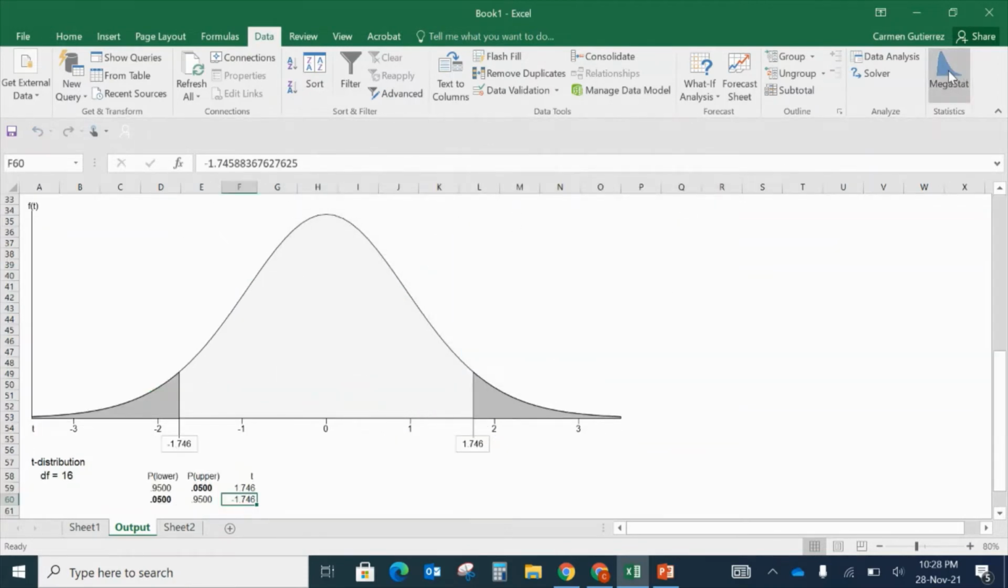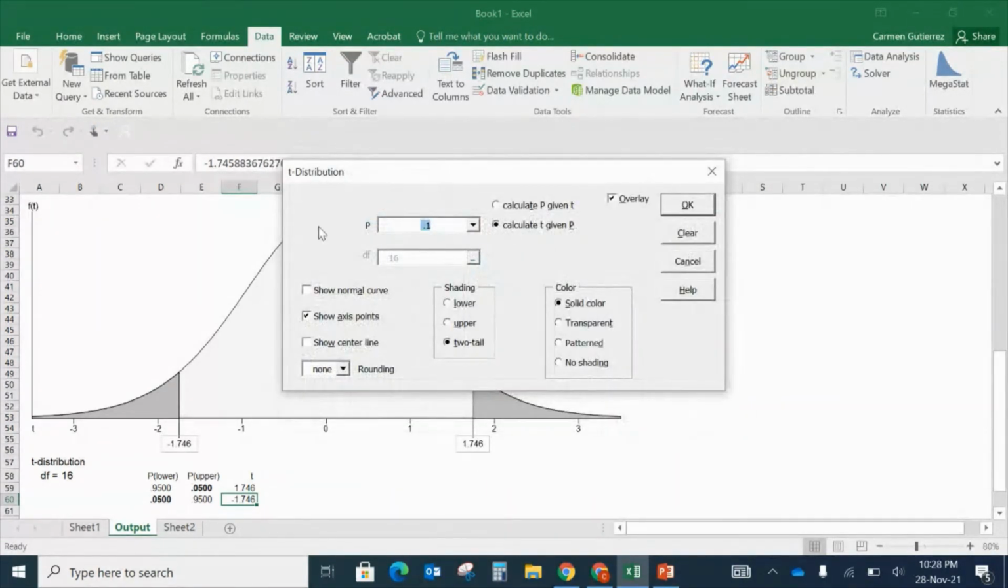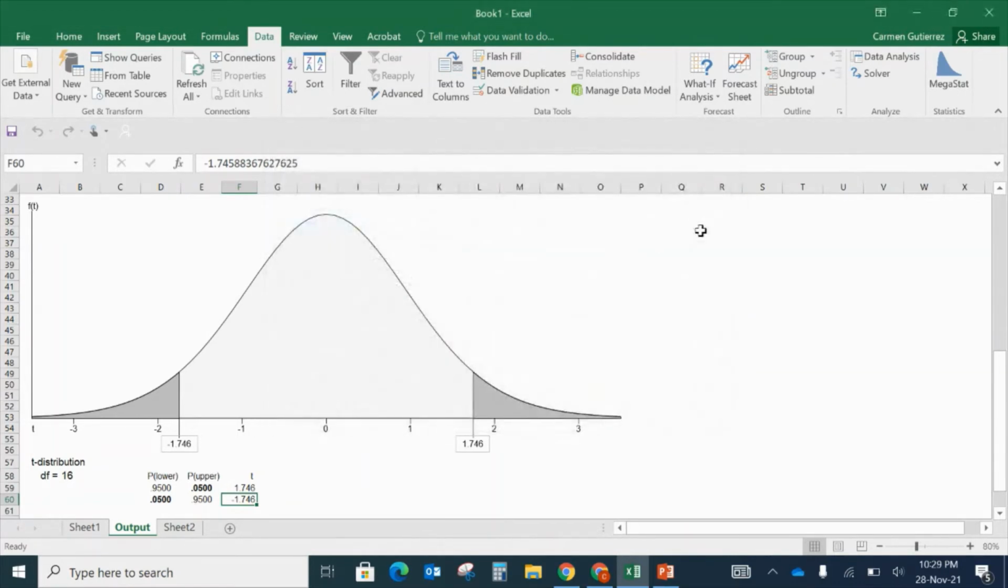Okay, let me walk you through it again. MegaStat, probability, T distribution. You need your alpha. You need the degrees of freedom, N1 plus N2 minus 2. And you need to tell it which area you are shading. In this case, I said the 2 tails. All right, let's see the information that we get.